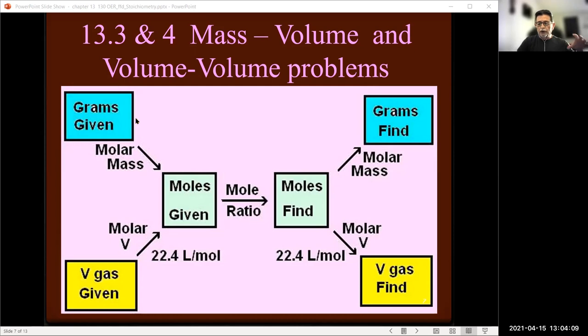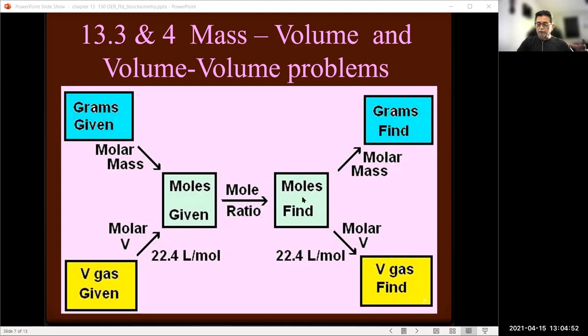Also, we can't go directly from grams of what we're given in the problem to grams of what we're looking for, grams find. We can't do that directly unless we first convert grams given into moles, based on the molar mass. And then based on the chemical reaction, we have the mole ratio that relates the mole relationship between what is given and what we're trying to find. That's what the mole ratio's function is. And that puts us into units of moles of what we're looking for. Hence, we have moles find.